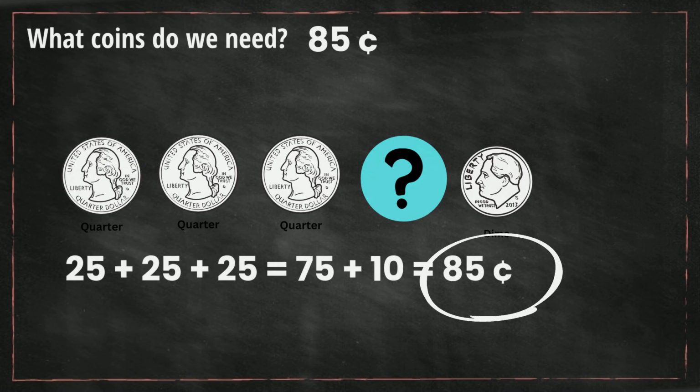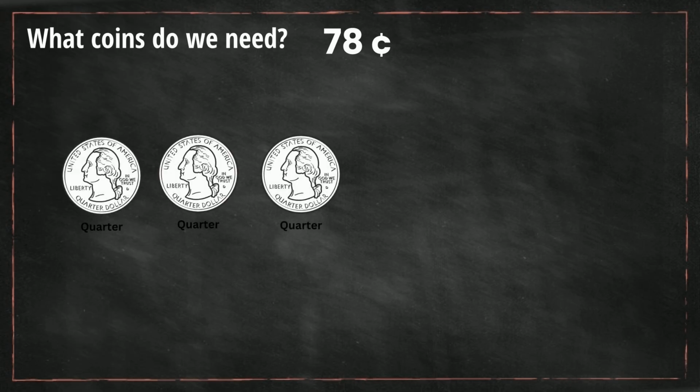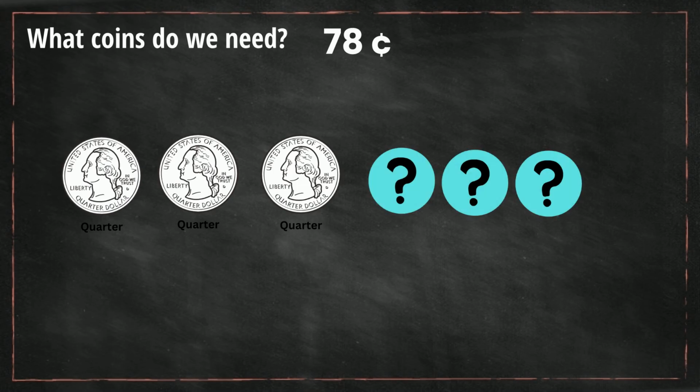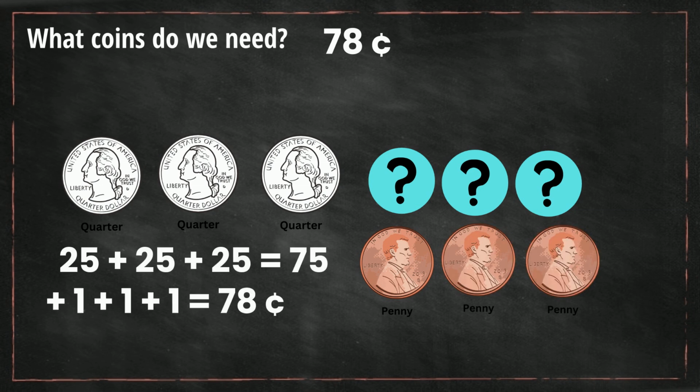How about this next example? We need 78 cents total. We have three quarters. So what do we need to provide to get to 78 cents? Well, if we provide three pennies, 1, 2, 3, that's 75 plus 3 equals 78 cents.